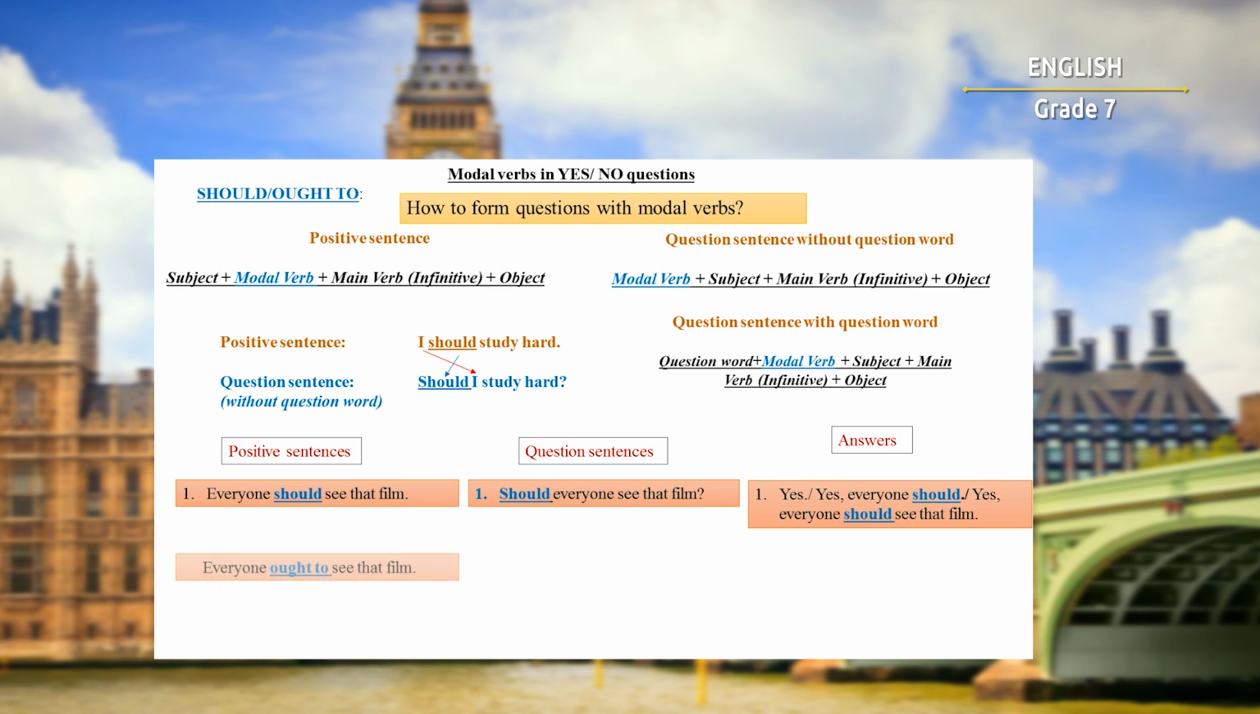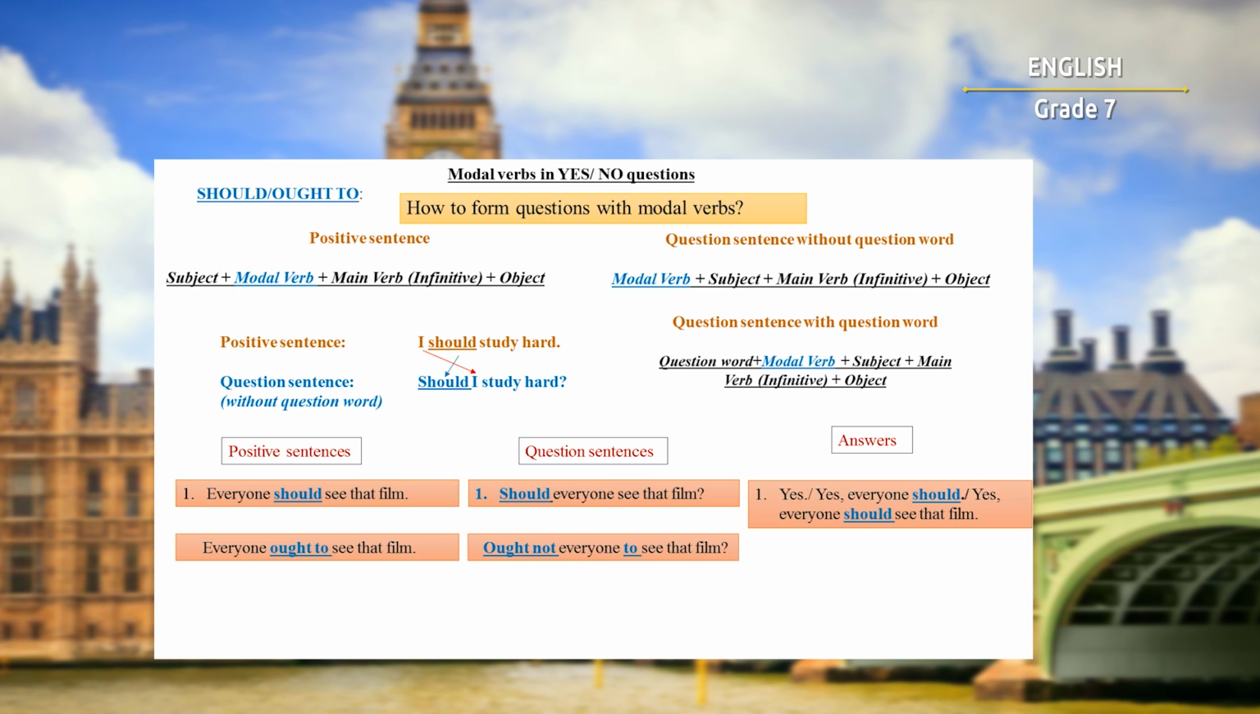As we know, should and ought to have the same meanings but different forms. Let's look at the sentence with ought to. Positive sentence will be everyone ought to see that film. And question sentence will be ought not everyone to see that film? And possible answers to this question will be yes, or yes, everyone ought to, or yes, everyone ought to see that film. Let's make up a question sentence with a question word.